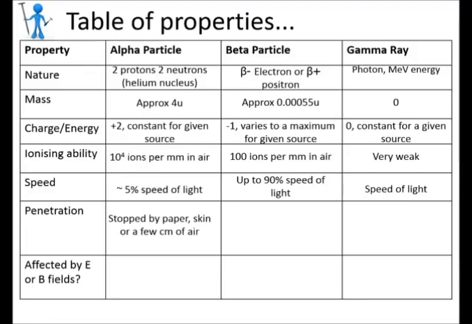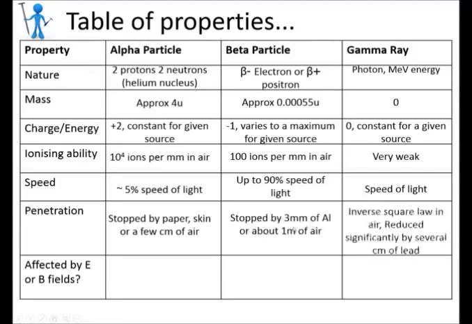Penetration of alpha particles is not very good. They're stopped by paper, skin, or just a few centimetres in air. Beta particles are stopped by 3 millimetres of aluminium, or about 1 metre of air. Gamma radiation follows the inverse square law, which we are coming to.